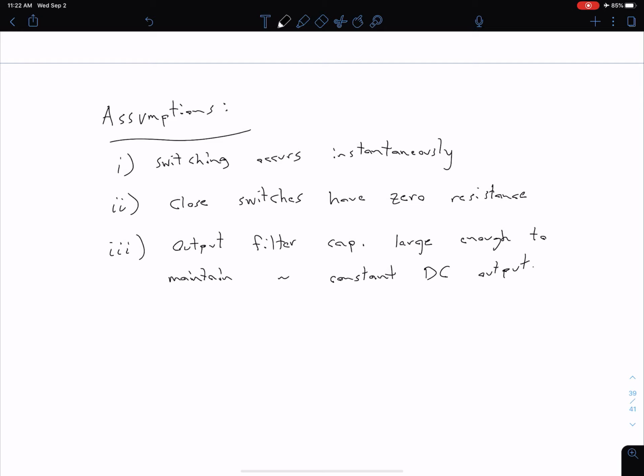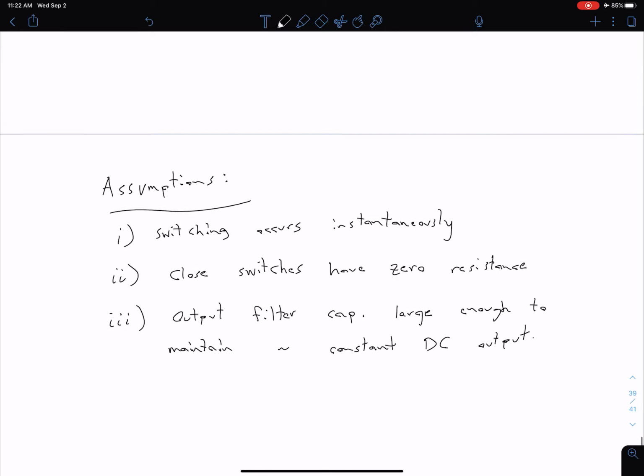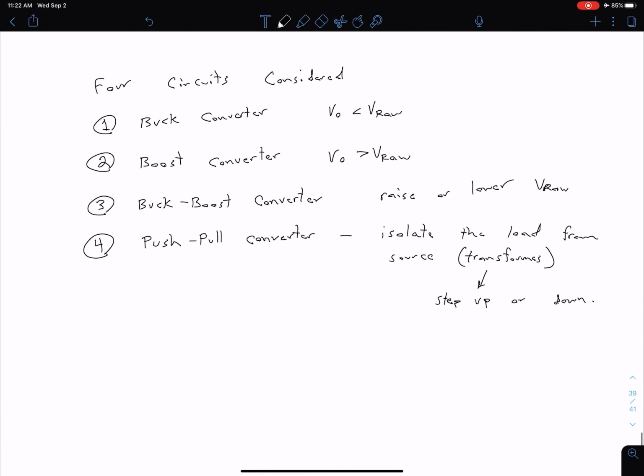Okay, so that's all for this basic introduction. What we're going to be doing in subsequent videos in the rest of our power supply unit is taking a closer look at these 4 types of converters and looking at examples of how they're used.